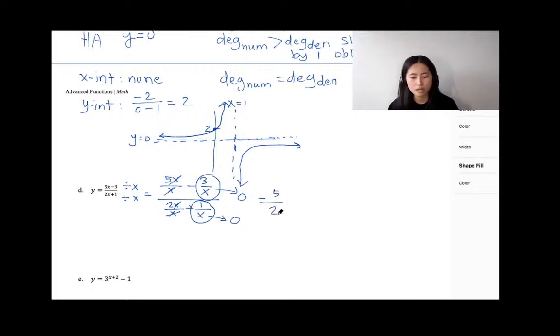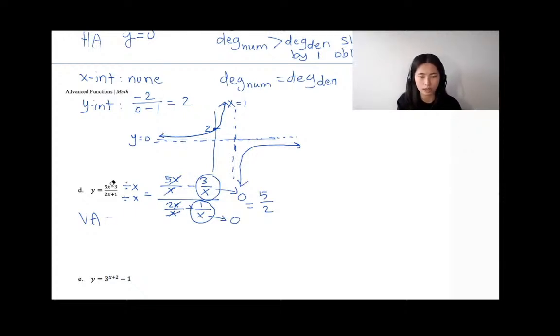Okay, there. Sorry, this is an equal sign. Okay, so once you have that, you can actually start graphing. But before that, make sure we have the vertical asymptote. So vertical asymptote, again, is going to be based on your denominator. Therefore, your vertical asymptote would be negative 1/2.